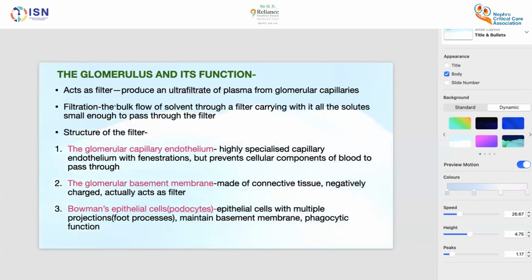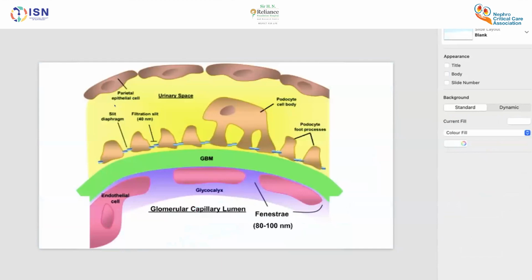The capillary endothelium is highly specialized, with fenestrations, but it prevents cellular components of the blood from passing through. The glomerular basement membrane, which is made up of connective tissue and is negatively charged, acts as the main filter. The Bowman's epithelial cells, with multiple projections called foot processes, maintain the basement membrane, and they also have phagocyte function.